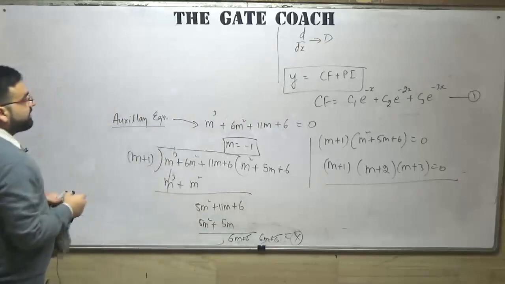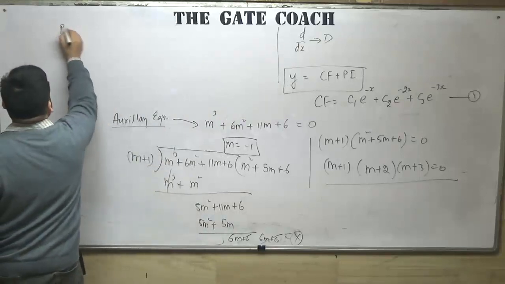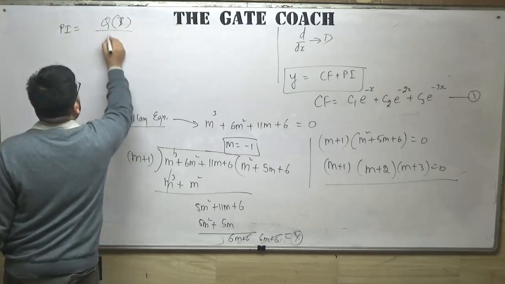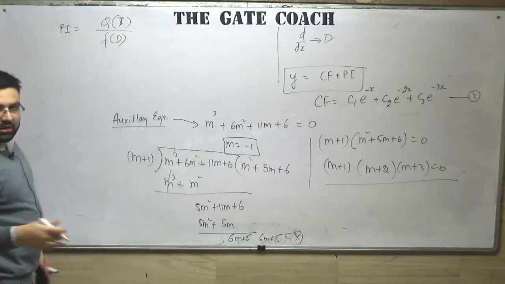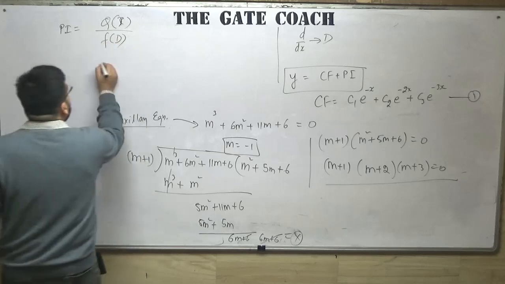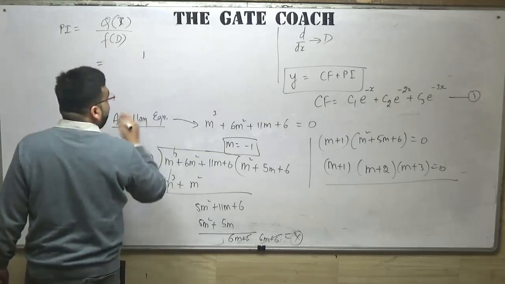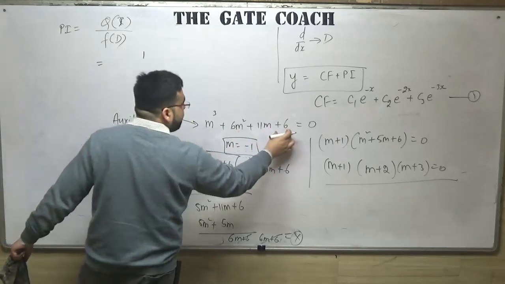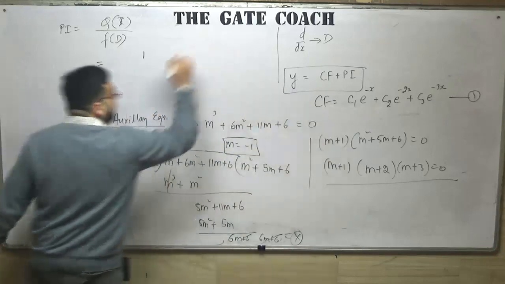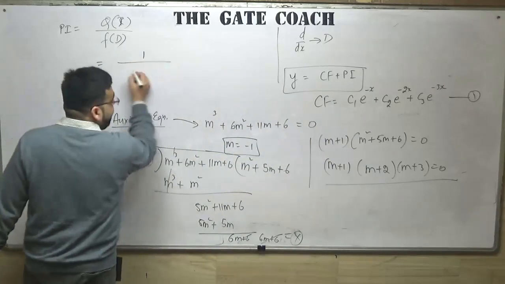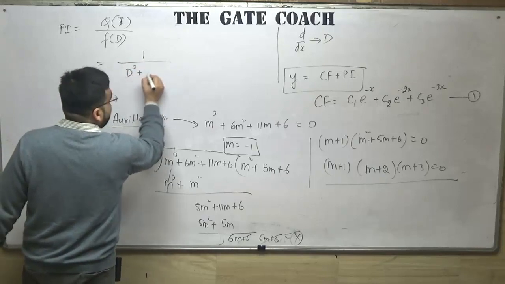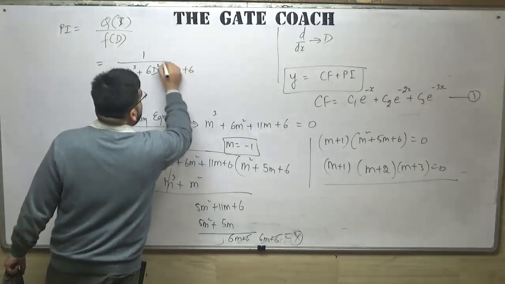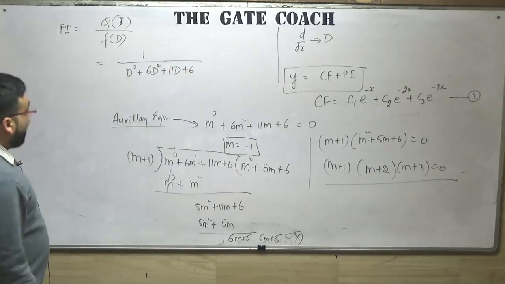Now the next thing we have to do is find the PI. What is the meaning of PI? PI is Q of x divided by the function of D, if you remember. That is the right hand side divided by the left hand side. Whatever the right hand side was, it was just 1, right? So D cube plus 6D square plus 11D plus 6 is equal to 1 in the main equation. So 1 divided by D cube plus 6D square plus 11D plus 6. Now how to solve it?